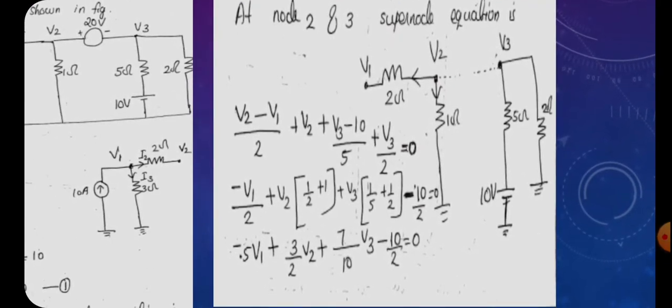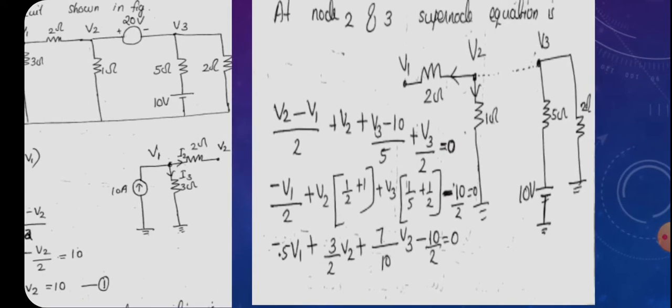At nodes 2 and 3, for the super node equation, first of all we have to draw the diagram of that super node. At V2, 2 ohm and 1 ohm are connected, and at V3, 5 ohm and 2 ohm are connected, and there is also a 10 volt battery, and we will neglect the 20 volt. So this is the super node diagram, and we will mark the currents as leaving the nodes. Since there are no current sources connected to these nodes, the algebraic sum of currents will be 0.